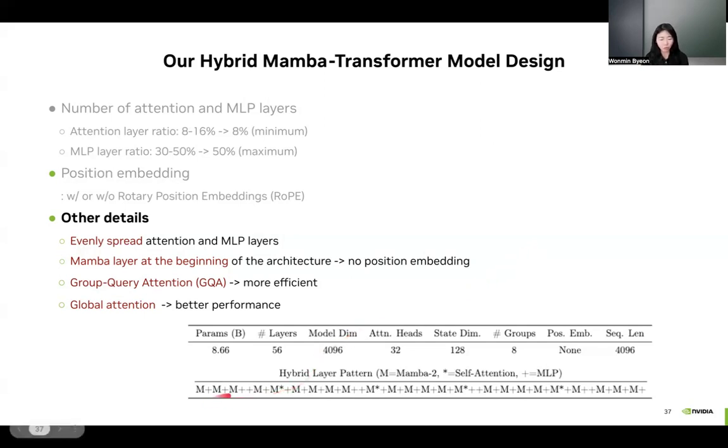So here is our layer pattern. M is Mamba, the plus is MLP, and the star is the attention. But we made sure that the first layer is Mamba, so we don't need any position embedding at the beginning. This was also studied before in other papers, and they found that we can just remove the position embedding if the Mamba layer is at the beginning. And then we use GQA for efficiency, and use global attention for better performance.